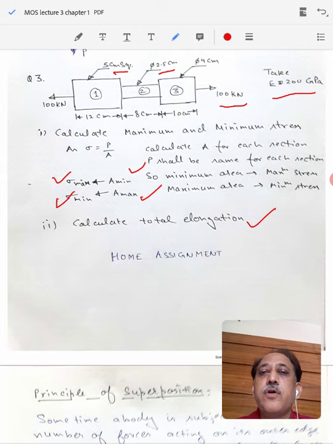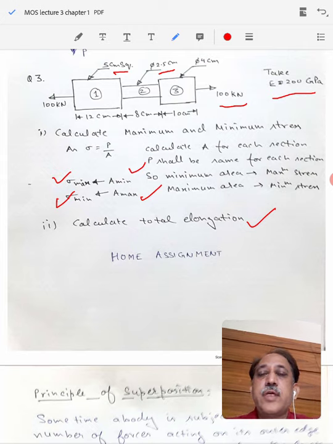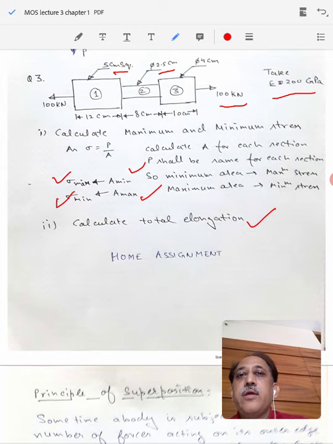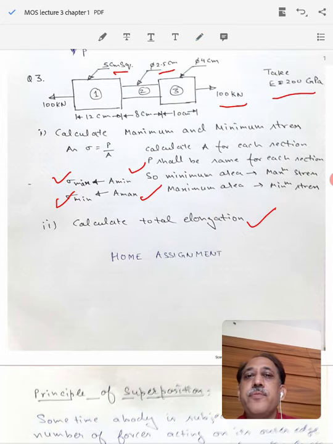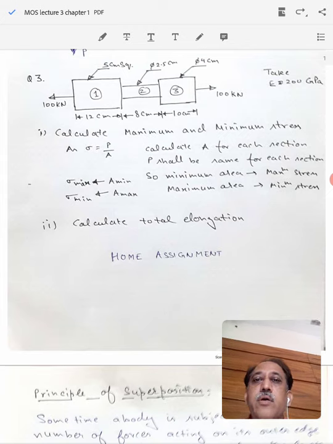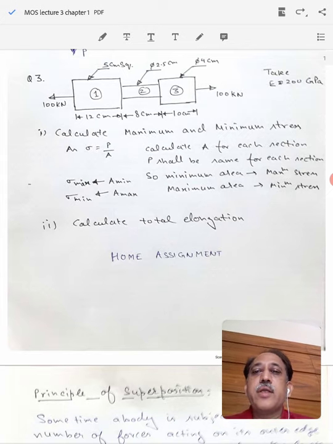So you can apply this formula, add all these deformations of the sections, and calculate the total deformation delta L as the sum of all these three. I leave it as a home assignment for you to calculate all these values. So please make the calculations.